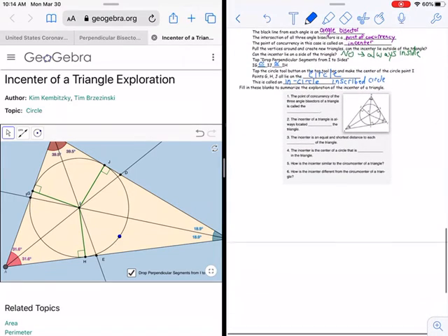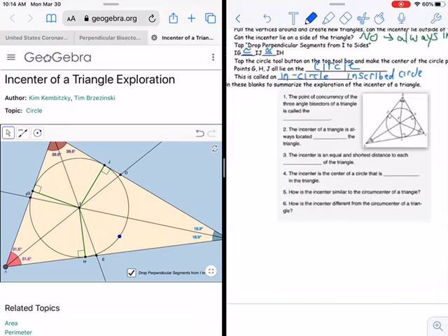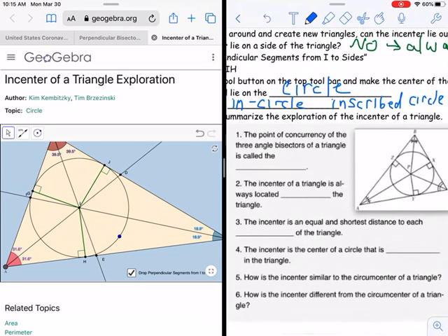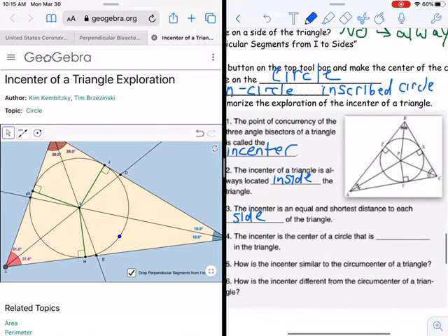All right, so then we just got these follow-up questions. They're just kind of the same thing, piggybacking off of all of it. The point of concurrency of three angle bisectors of a triangle is called the incenter. The incenter is always located inside. It has to be inside. The incenter is equal in shortest distance to each side of a triangle. The incenter is the center of a circle that is inscribed.